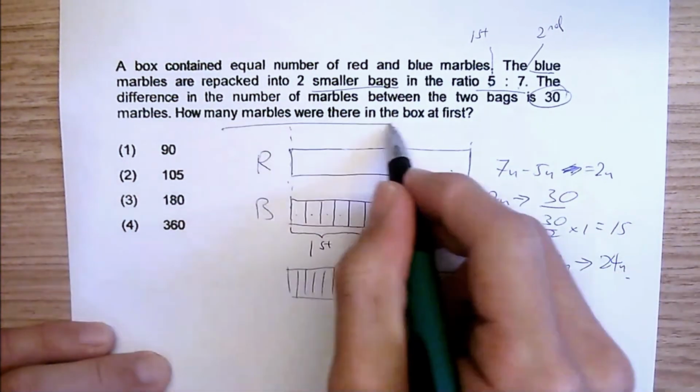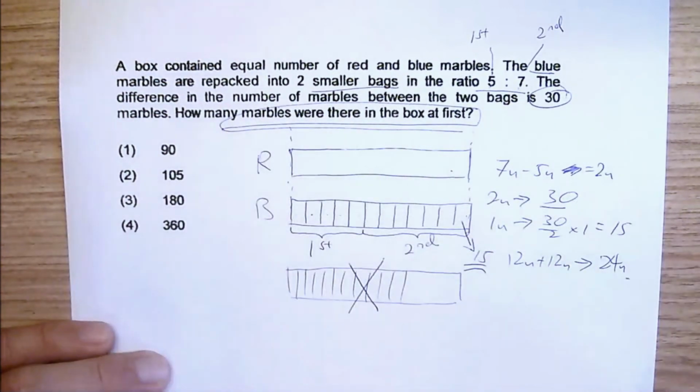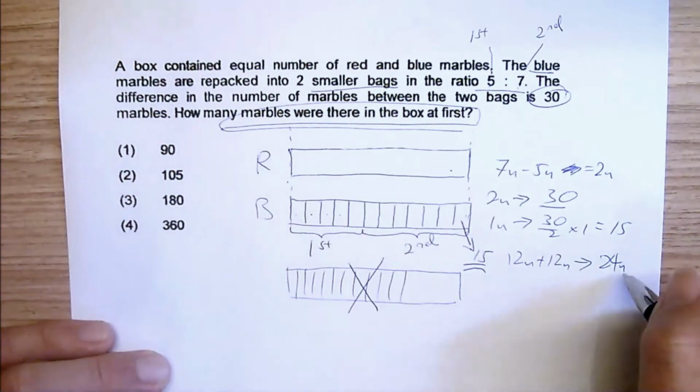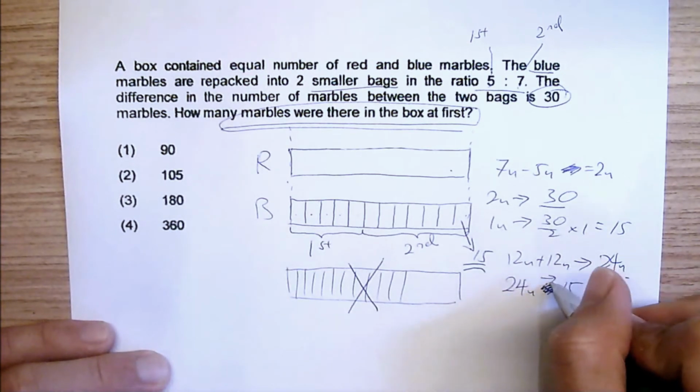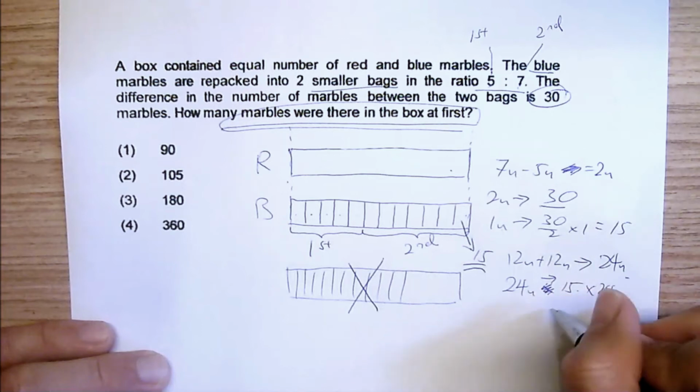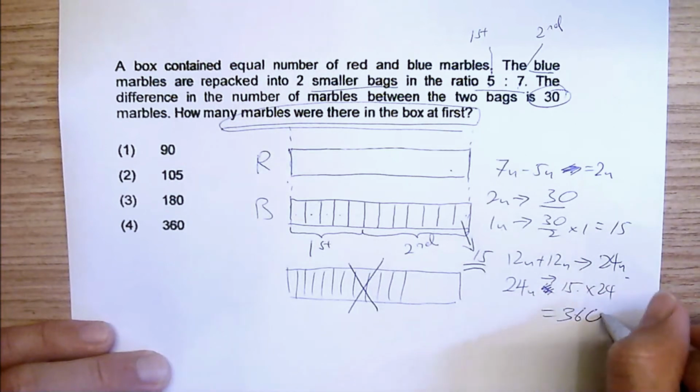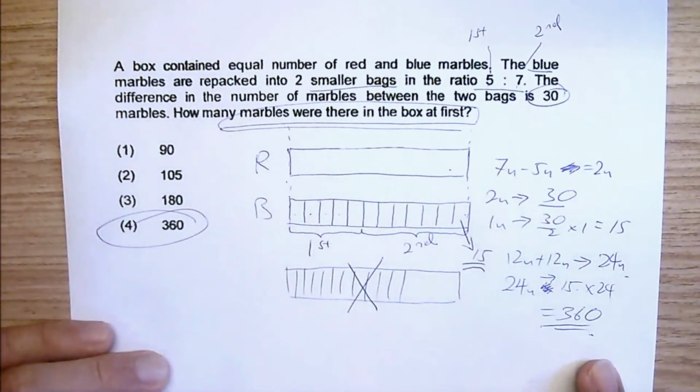Then they ask how many marbles were there in the box at first. So the total in the box at first, just take 24 units, multiply by 15. 24 units equals 15 times 24, and that will give us 360. So the answer is 360.